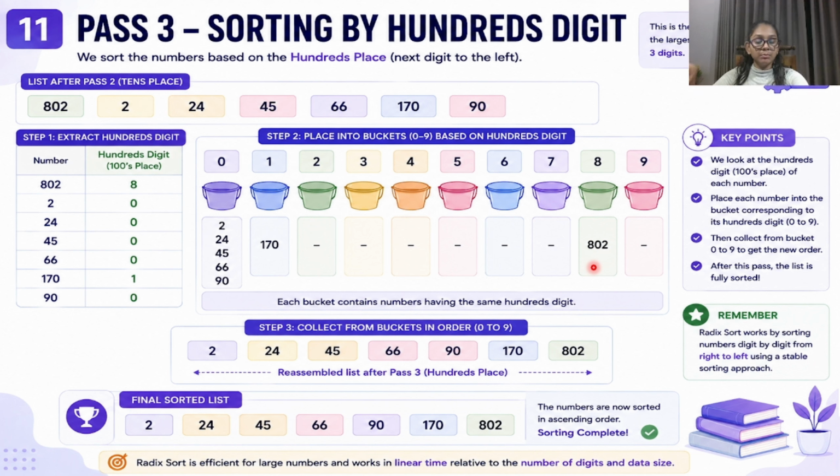Starting with a completely unsorted list, we used 3 passes: ones, tens and hundreds. We never had to directly compare the complete numbers with one another. Instead, we distributed them according to their digits. That's the core idea behind Radix Sort.